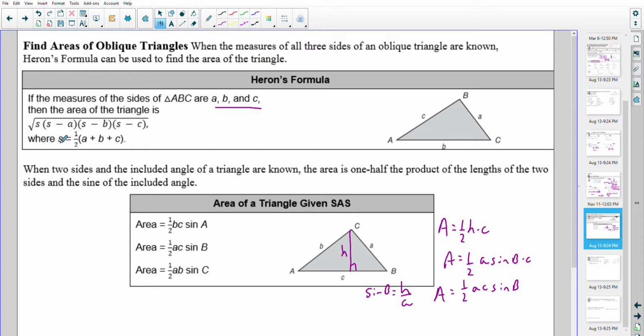And then once you get the semi-perimeter, you're basically going to put that in for S and then subtract off each side and multiply all those numbers under the radical and then take the square root of it.